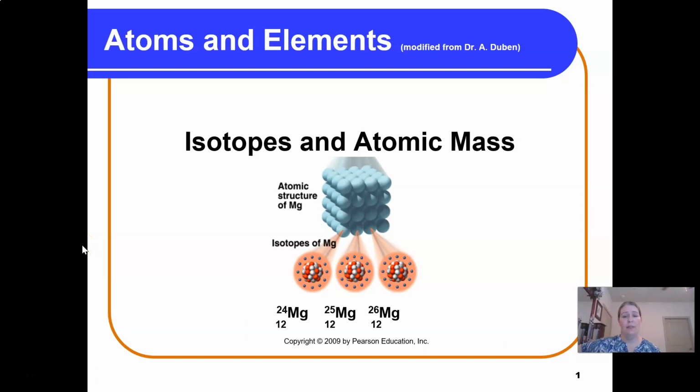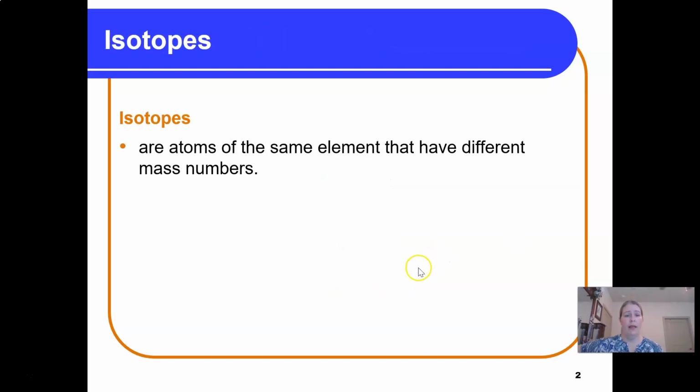For today's review, let's look at the concept of isotopes and how that plays into the atomic mass that we read on the periodic table. Now, in any sample of an element, say this nice crystal of solid magnesium, we will find that different atoms have a slightly different mass. They are isotopes of magnesium. So not every atom of magnesium is identical. Isotopes are atoms of the same element that have different masses or mass numbers.